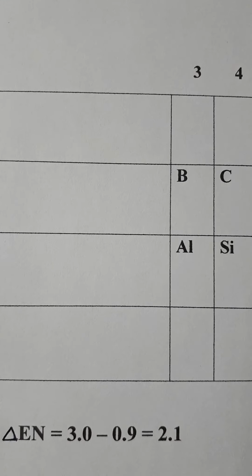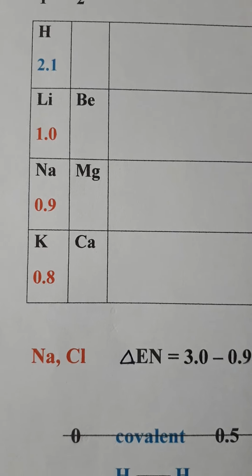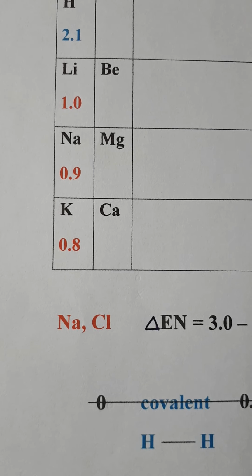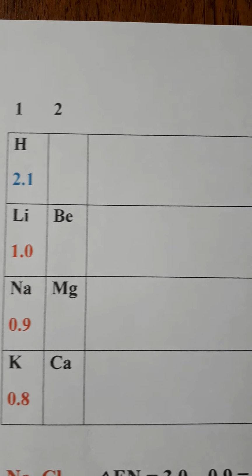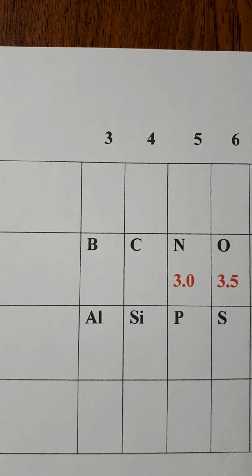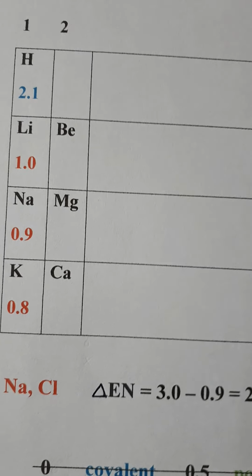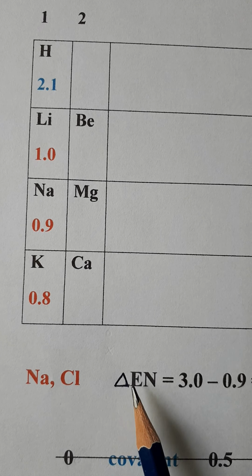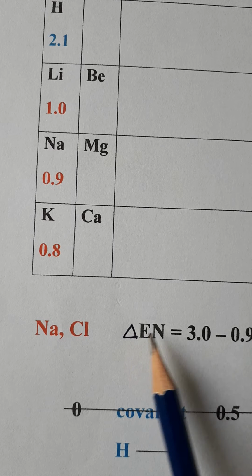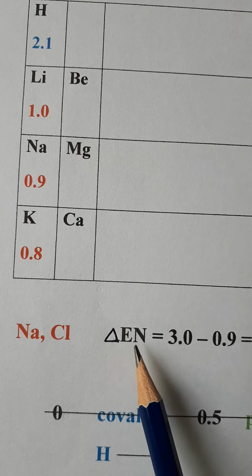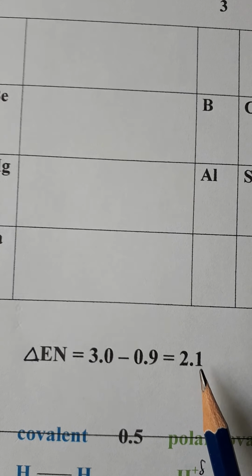And now let's work out, randomly, the electronegativity difference for sodium and chlorine. Sodium 0.9, chlorine 3.0. So I use the capital delta sign to show the electronegativity difference, delta EN. So big one minus small one, 2.1. Keep that in mind.